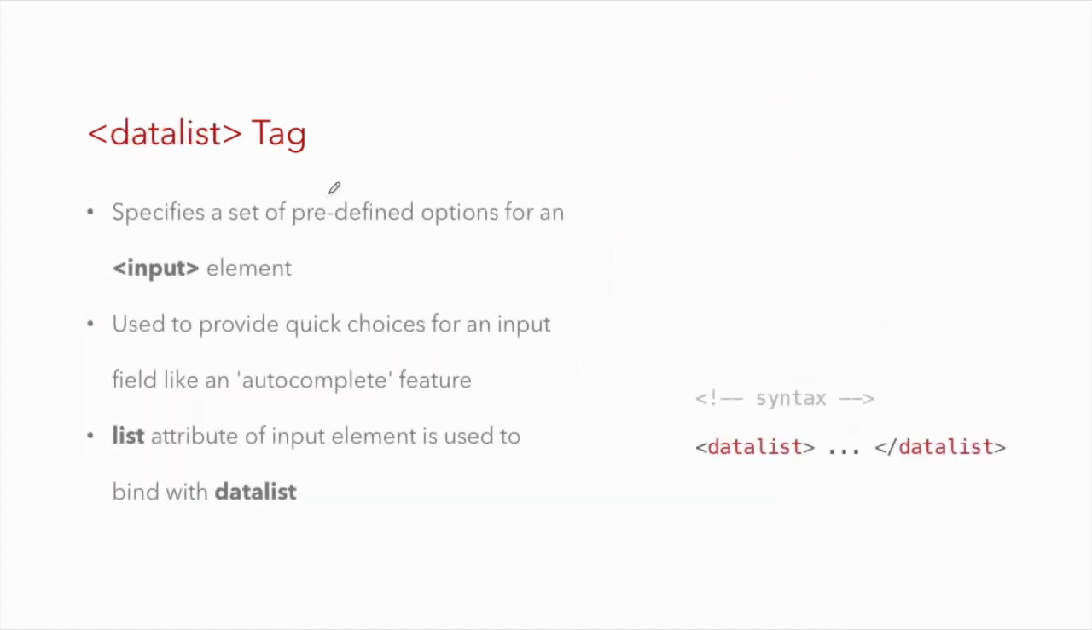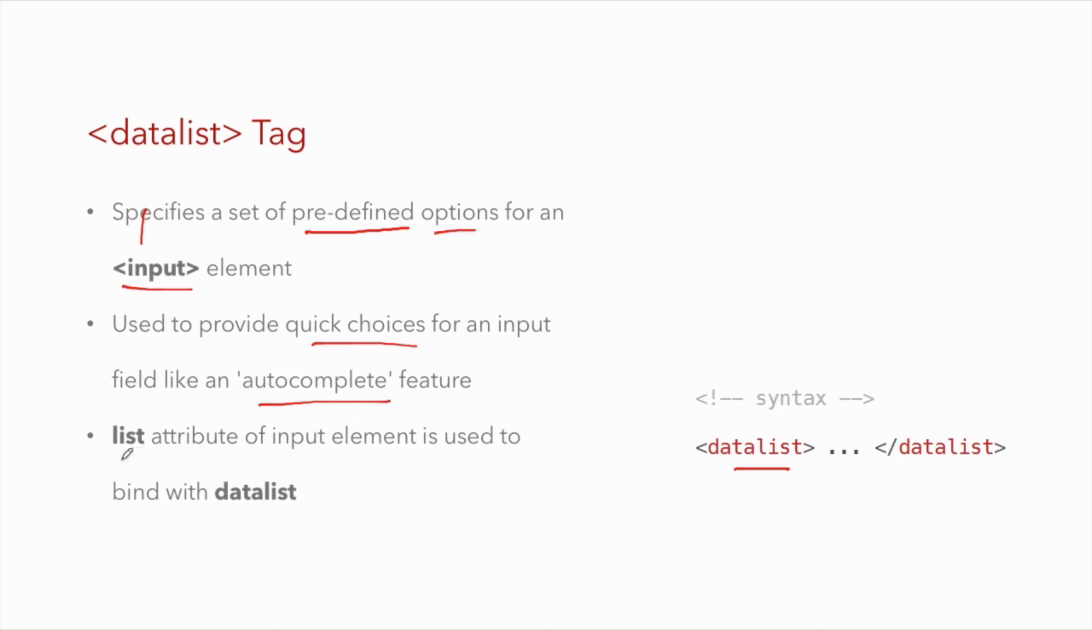Then one important tag that we have is the datalist tag. It is used along with the input element. It gives you the option to specify predefined options to the input elements. The tag name is datalist. It can be used to provide quick choices of input to the user, and it can also have an autocomplete feature. So once you start typing in the input control, it will filter out those options for you.